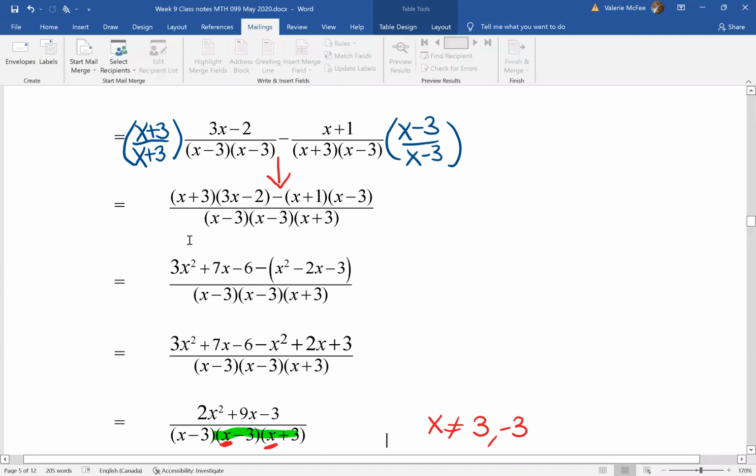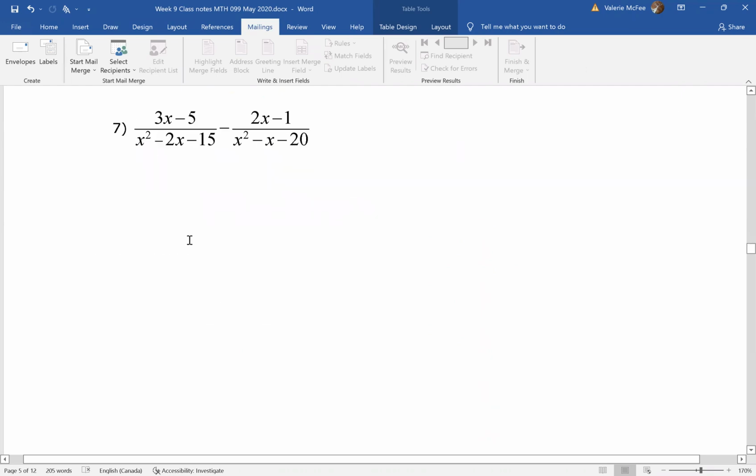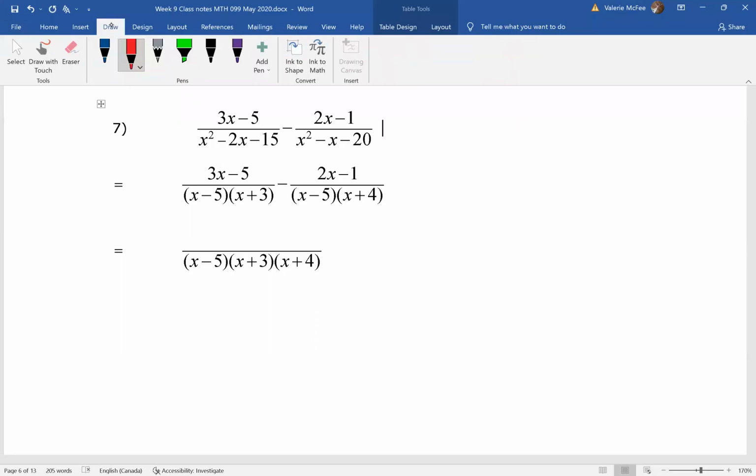One last question here. Again, pause your video, find the lowest common multiple of the denominators. So we factored the denominators. When we looked at our first expression, we saw that it needed the factors of x minus 5 and x plus 3. When we looked at our second denominator, we already have the x minus 5, but we also needed x plus 4. Why don't you finish this question up now?